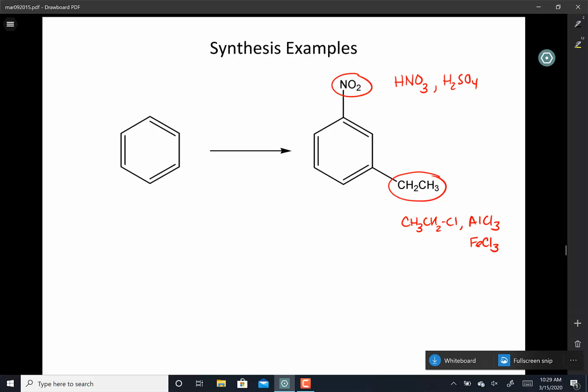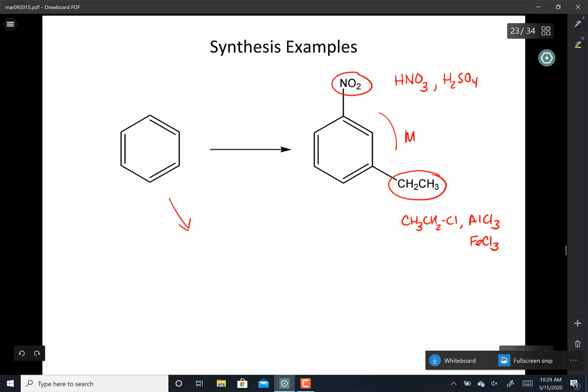Okay. Well, since these are meta, I'm going to need to put the meta director on first, which means I'm going to need to put the nitro group on. And when I do these problems, I put the groups where they are in the final products to not confuse me. So I'm going to need to put the nitro group on, and then the nitro group is going to direct the ethyl group meta to it, since nitro is a meta director.